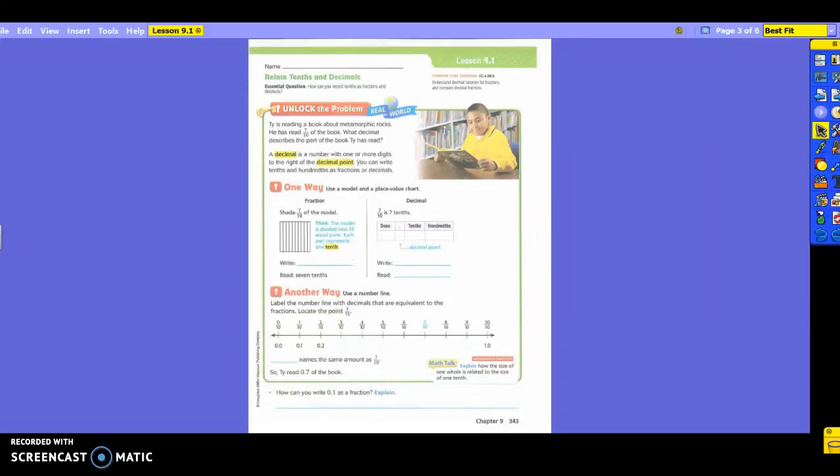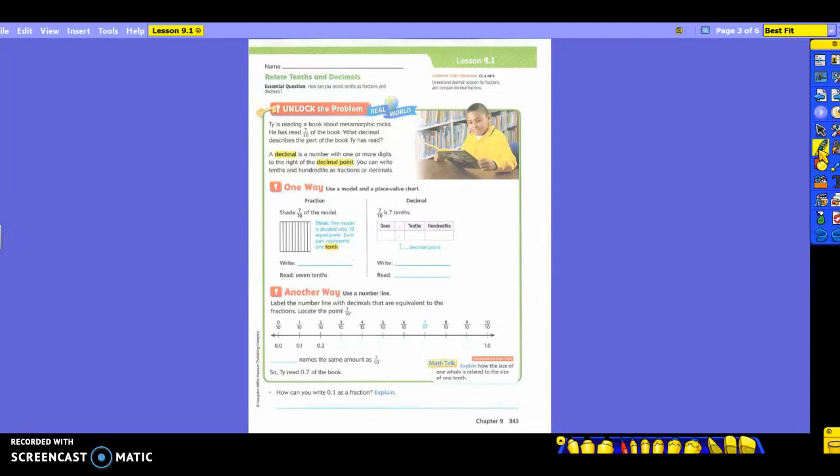Right, chapter 9 is going to discuss decimals. So today we are going to relate the tenths and decimals. So let's read what they're asking of us. Ty is reading a book about metamorphic rocks. He has read 7/10 of the book. What decimal describes the part of the book Ty has read?